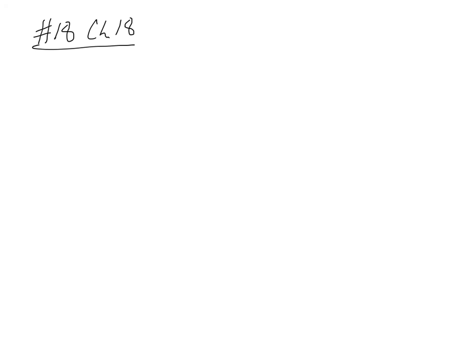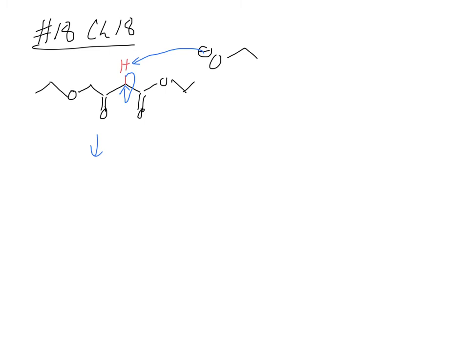So the first step is, let's see, you have this diester. Oh, it's 2 carbon there. And you have ethoxide, strong base. So what's it going to do? It's going to deprotonate this, right? In the spot between them. Takes the H, makes the enolate.